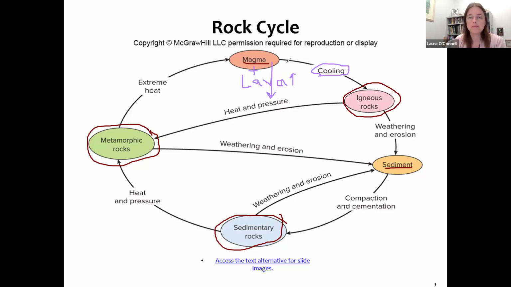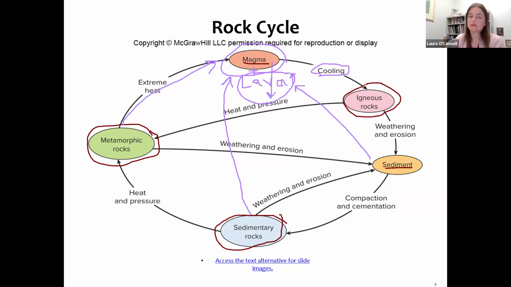Can anything become magma? Any kind of rock can become magma or lava if it gets hot enough. So you can see that metamorphic rock here, if you give it extreme heat, it's going to melt into magma. I'm going to add a line here. Sedimentary rocks can melt and create magma and lava. Even sediment could be melted to create magma and lava.